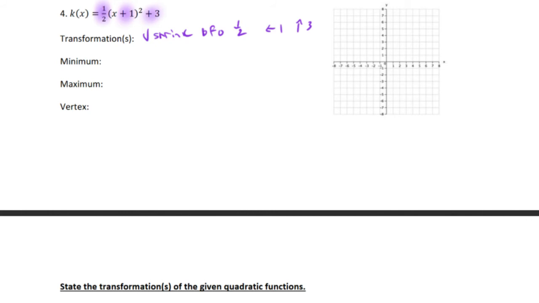So the parent function looks like this to begin with. It's going to move left 1 and up 3. So left 1, up 3. I'm going to erase this. From the anchor point, moves left 1, up 3. And then it's going to vertically shrink by a half. So all the values are dropped down, so it's going to look wider. And I'm not too picky on how wide you make it, just so long as it is wider.